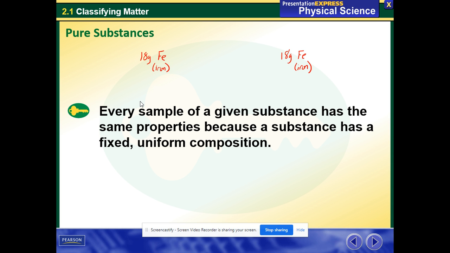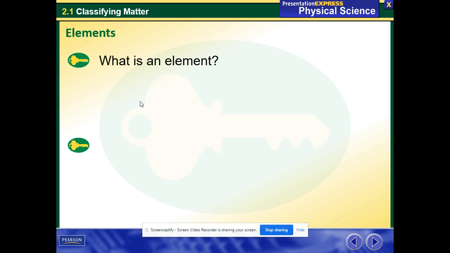Iron is going to be magnetic, it's going to look like a grayish black color, and it's not going to be very soluble in water. So they're the same properties. If I gave you two different cups of water, they're also going to have the same properties because they're both water. So let's go over each one of these elements and compounds.